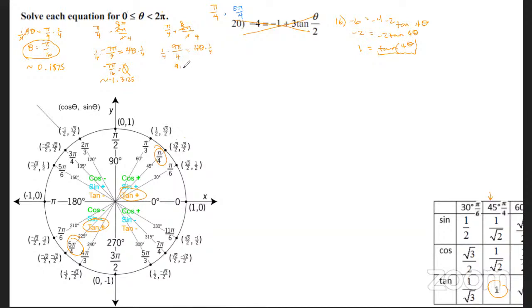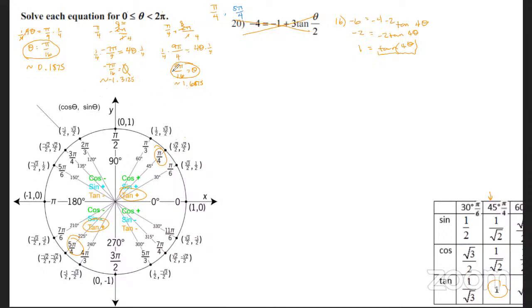And we're going to have 9 pi over 16 equals theta. So let's find what the estimate is. 9 times 3 divided by 16 is 1.6875. And that is between our 0 and our 2 pi. So this is one of the possible answers, 9 pi over 16.